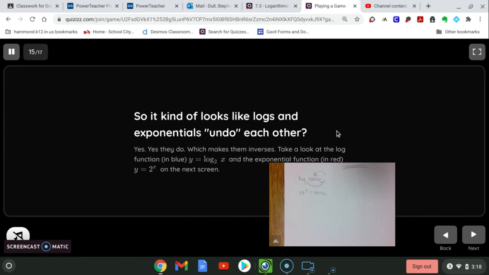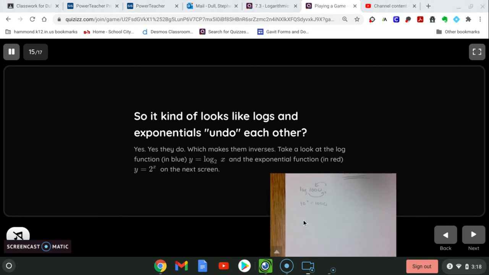And the last thing I wanted to touch base on is we're kind of really getting the sense that exponents and logs are related. They're inverses. They undo each other, right? So if we take a look on this next screen, the log function in blue, that's y equals log base 2 of x, and the exponential function in red, the parent function y equals 2 to the x.